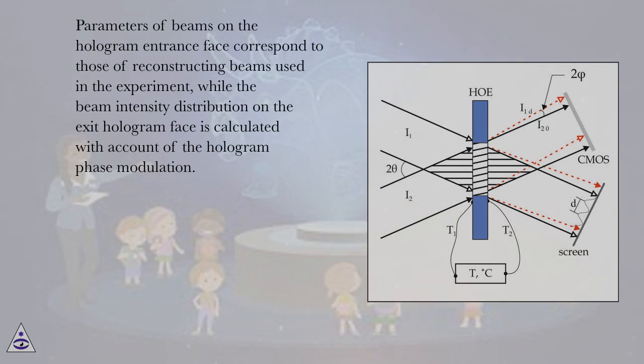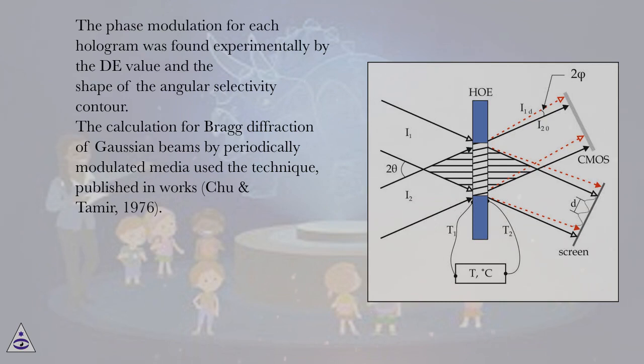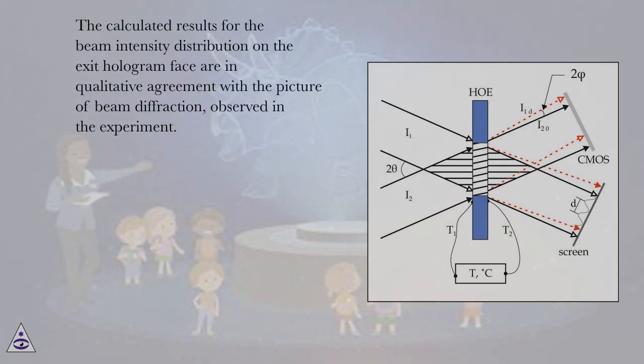The energy distributions in radiation beams on the hologram entrance and exit faces, Figure 4c, d, are processed experimental results. Parameters of beams on the hologram entrance face correspond to those of reconstructing beams used in the experiment, while the beam intensity distribution on the exit hologram face is calculated with account of the hologram phase modulation. The phase modulation for each hologram was found experimentally by the value and the shape of the angular selectivity contour.